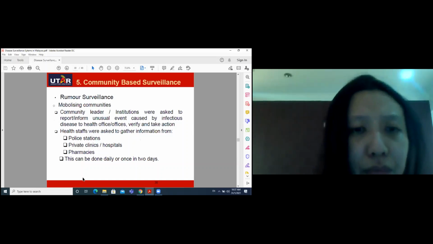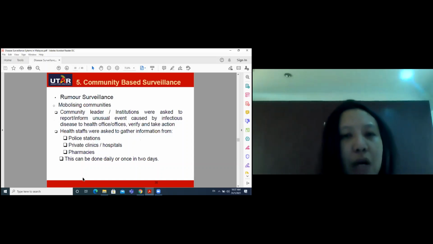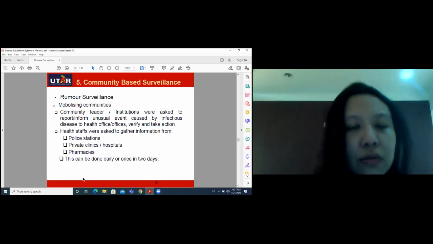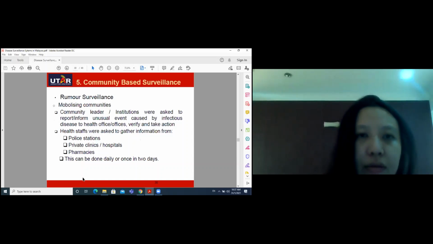And we actually, the health staff were asked to gather information also from the police station and from the pharmacies and private clinics or hospitals. So this actually will be done daily or once in 2 days.